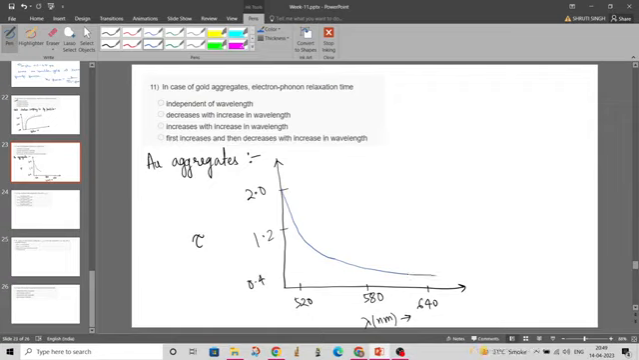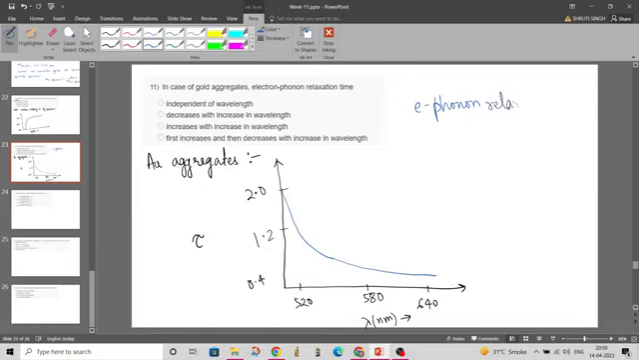Okay, so with an increase in the wavelength, the electron phonon relaxation time decreases. It's not independent of wavelength. It decreases with the increase in the wavelength. So here you can see as you go to the longer wavelength, there is a decrease.